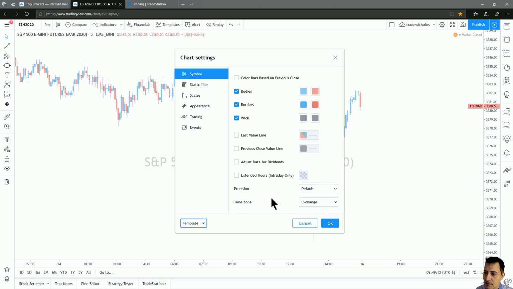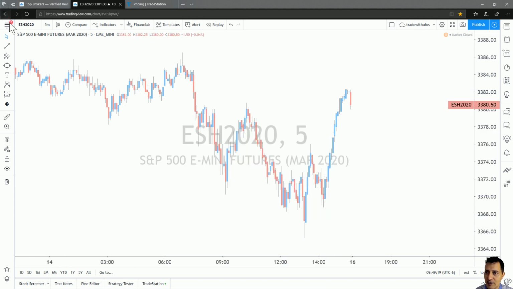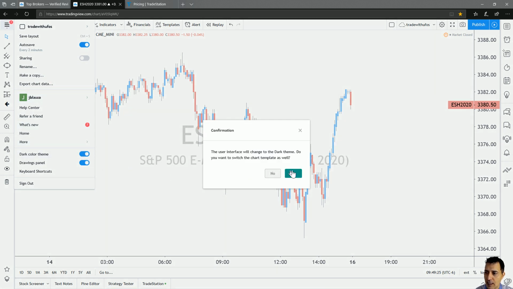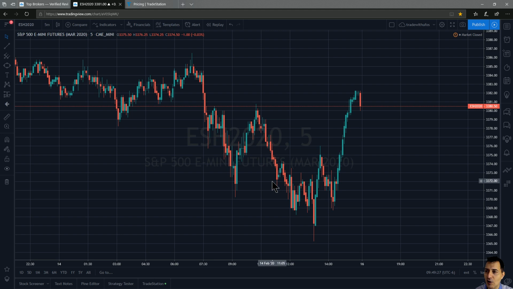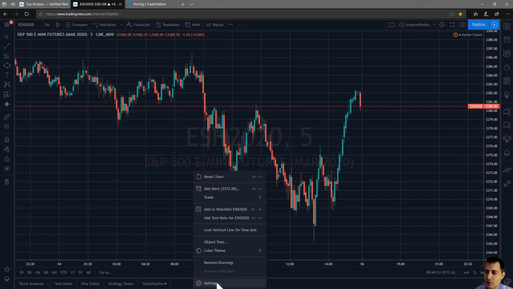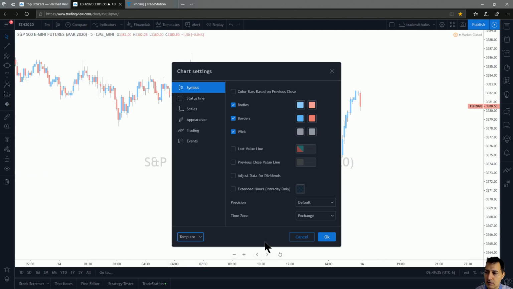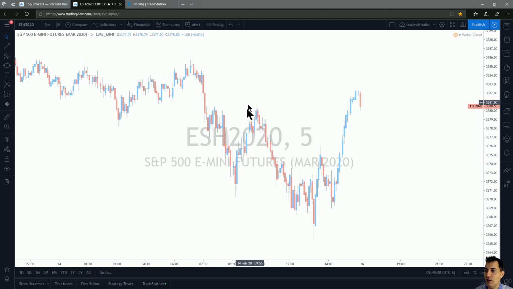But there are many options with TradingView, things you can do. For example, you can turn on the dark color theme, and now everything is dark color. Then I can come in here and go back to my settings and say, wait a minute, I want to go back to the TradingView template. And now everything went back.